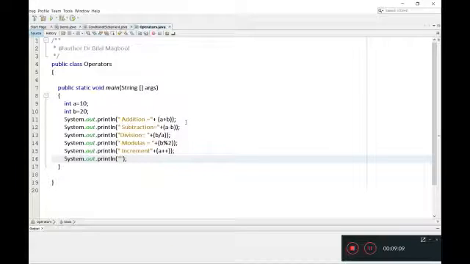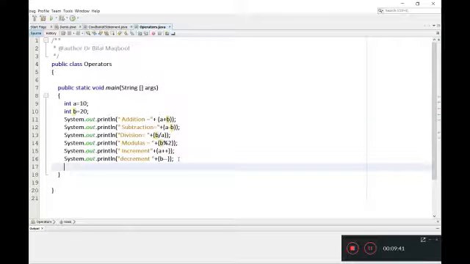System.out.print decrement equal to b minus minus. So let us do these first. We have taken the arithmetic operators addition, subtraction, and division, but we have not yet taken multiplication. So let's take multiplication as well.